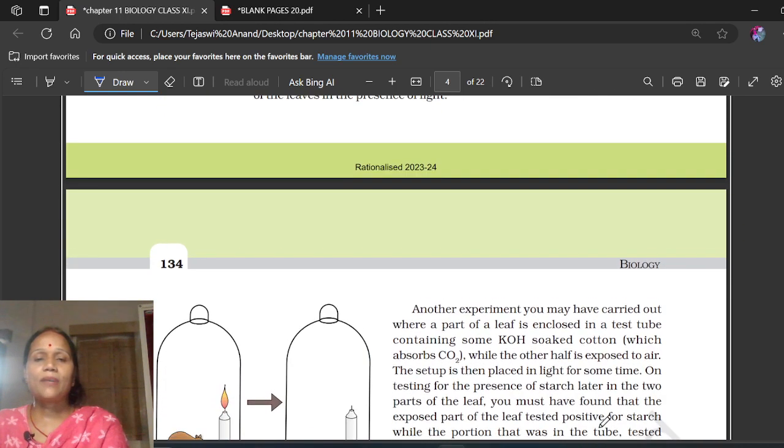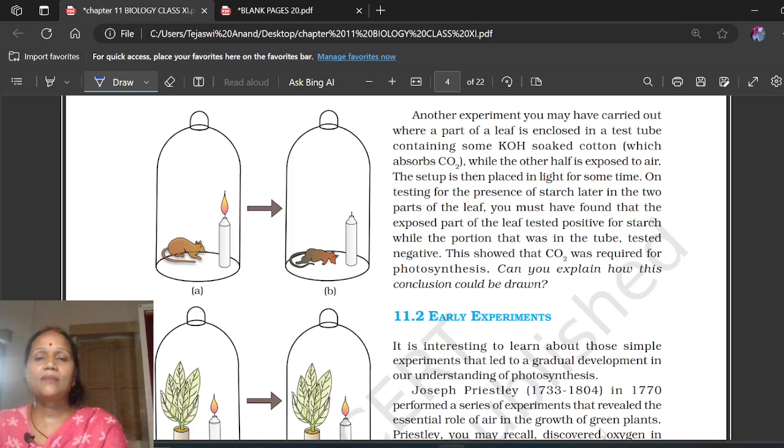Now there are so many experiments that have taken place, and you must be knowing them. Here you can see the light is burning and the mouse is also alive. But after some time, what happens? The burning light consumes the oxygen present inside this, and it is also consumed by the mouse. After some time, the mouse also dies and the candle also puts off, because the oxygen that was present there was exhausted, was used. And there are no green plants here.